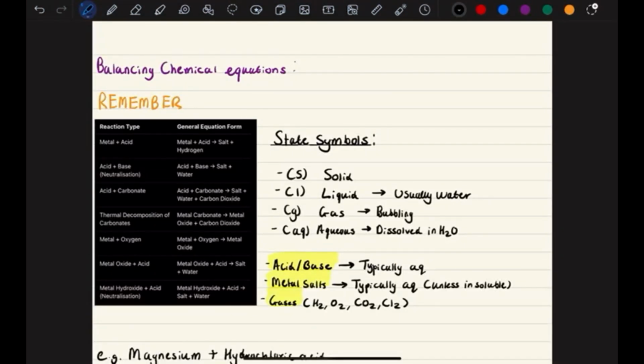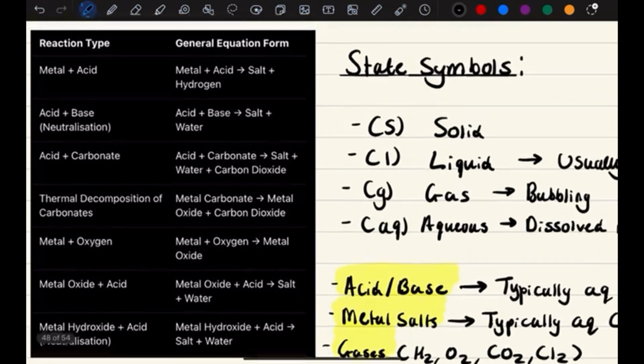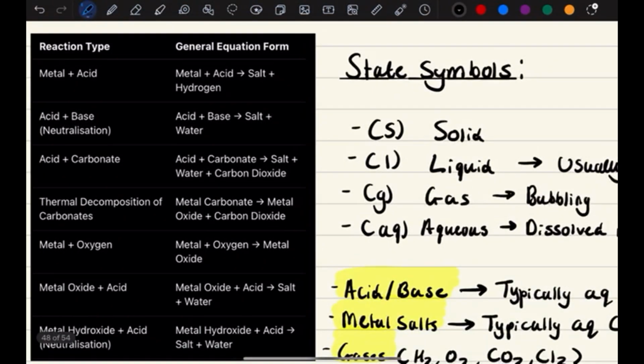Okay, so we're going to get a bit more technical now, and we need to talk about balancing chemical equations. So, guys, this is going to be really important. And again, it's one of those things that you end up just kind of learning and being used to when you get more practice with it. But you do need to know these type of reactions and know what it forms.